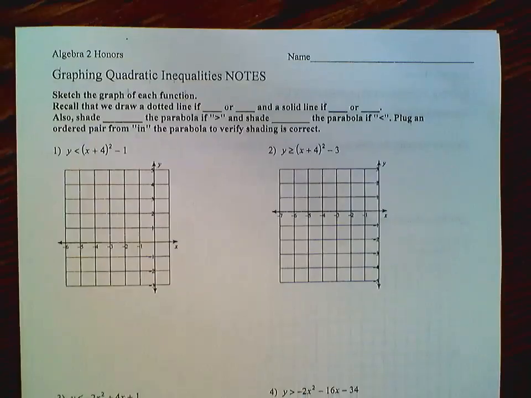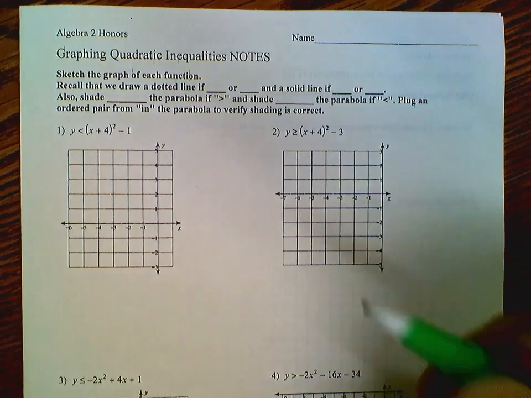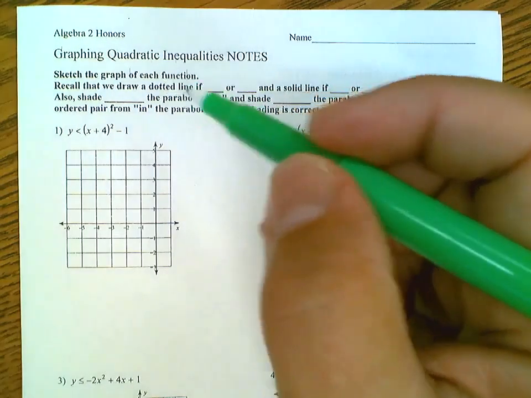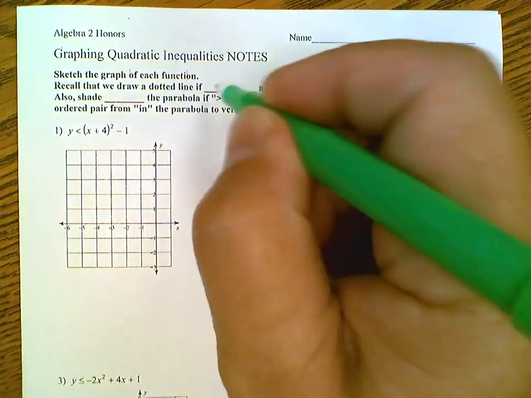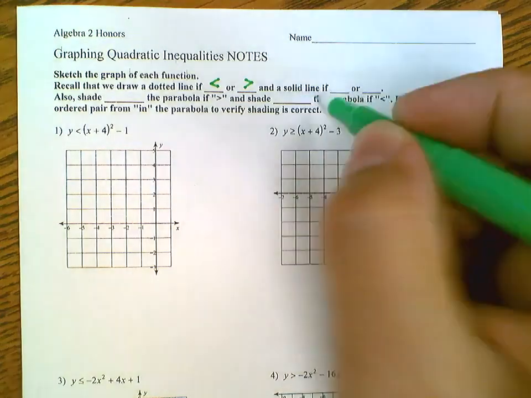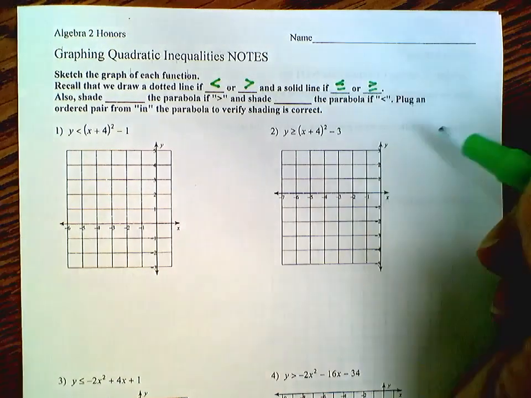So we've been talking about graphing inequalities, and now graphing quadratic functions. Today we're going to talk about how to graph a quadratic inequality, as well as doing some systems, including quadratics. For inequalities, we need to remember that we draw a dotted line if we have strictly less than or strictly greater than, and then we use a solid line if it is less than or equal to or greater than or equal to.